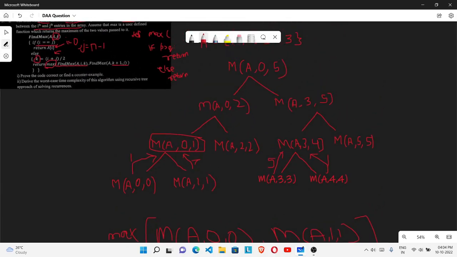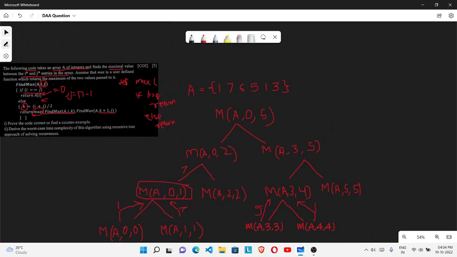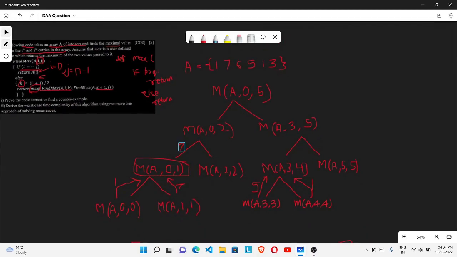So this function returns 7. Anyway, you can see that the maximum of 0 comma 1 is the maximum of 1 comma 7. So in these two elements, the maximum element is 7. And of course 2 comma 2 will just return 2 because of the base condition. I mean the element at index 2, which is 6. Now this function will compare 7 and 6 and return 7.